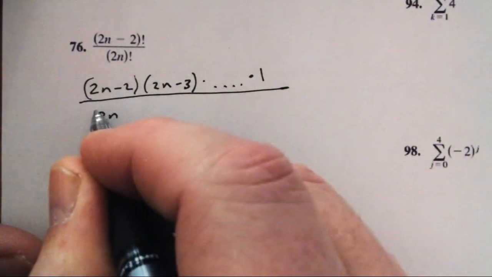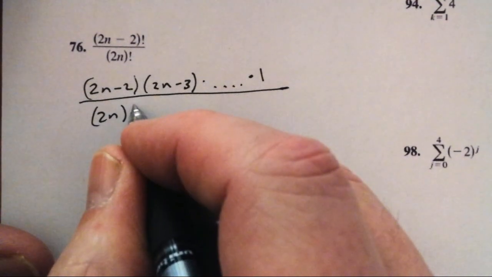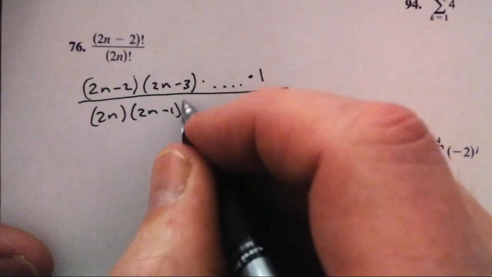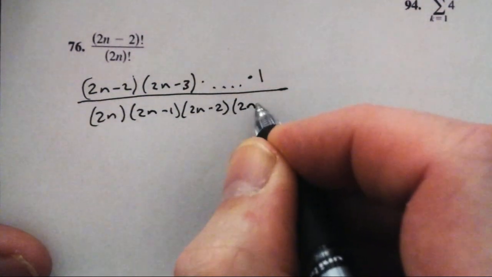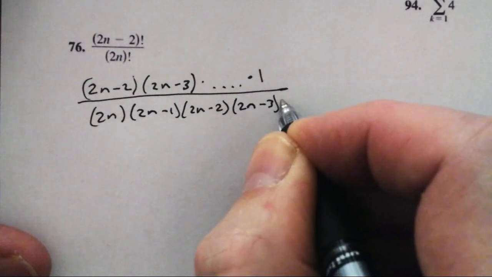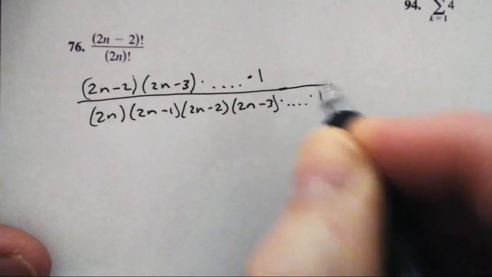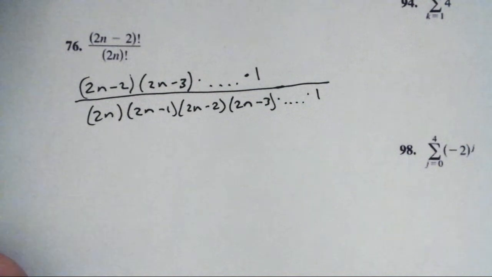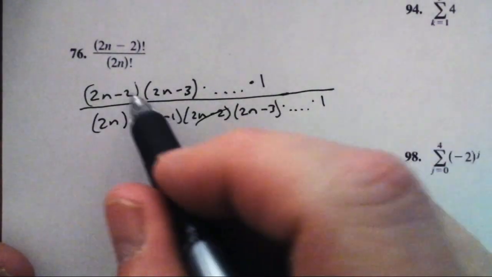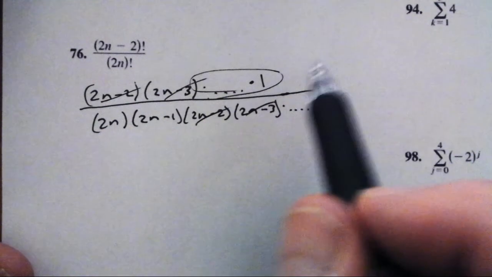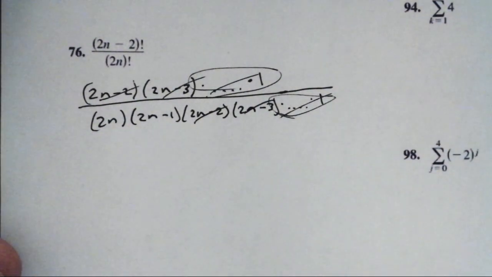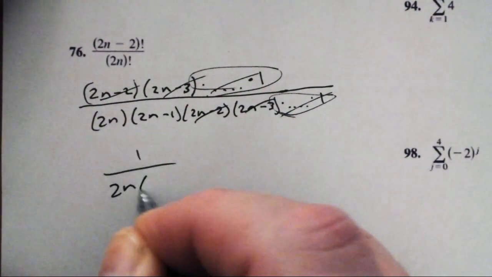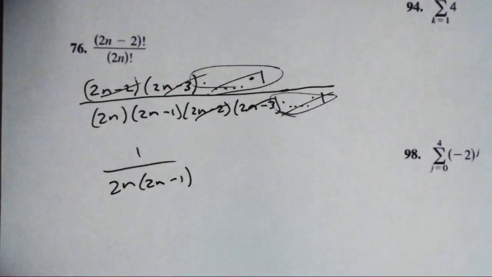So this would be 2n times, what's 1 less than 2n? 2n minus 1, 1 less than that, 2n minus 2. I'm going to go one more. You may already see why. 2n minus 3. And how long do I do this? Until I get down to 1. The dots might make this hard, but I notice this cancels. This cancels. And all of these values right in here would match all of those values right in there. And I'm just left with 1 on 2n times 2n minus 1. They may distribute that in the back of the book. They might not.